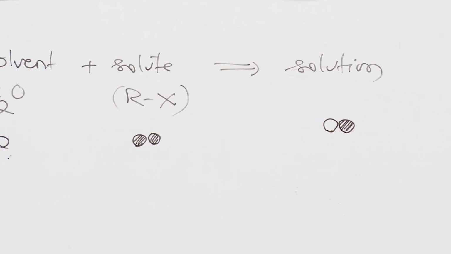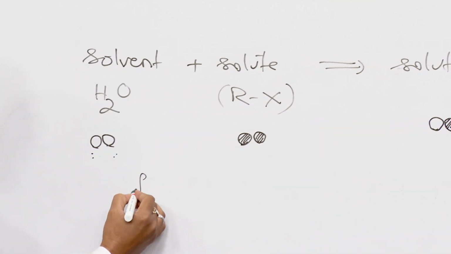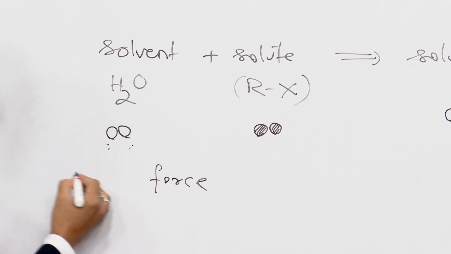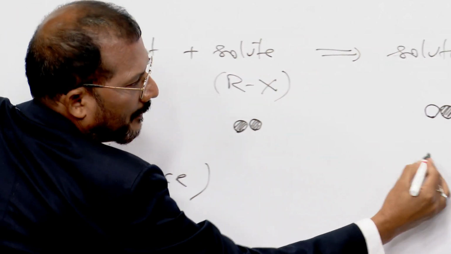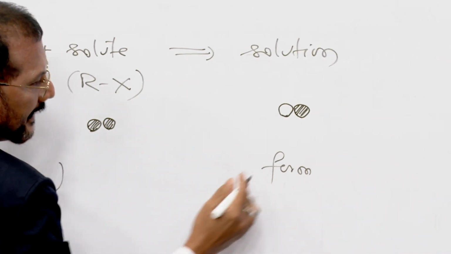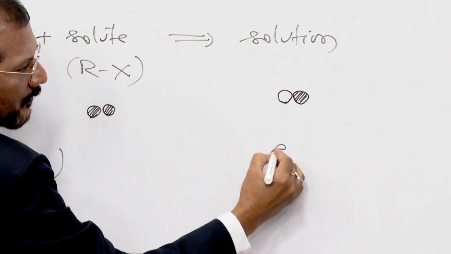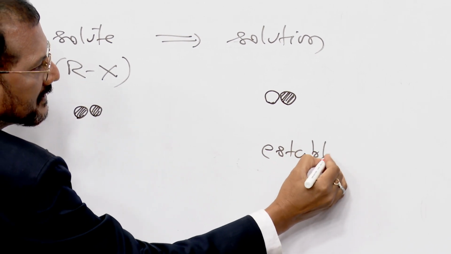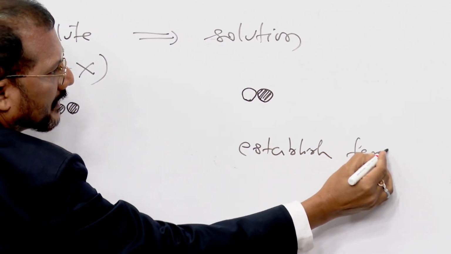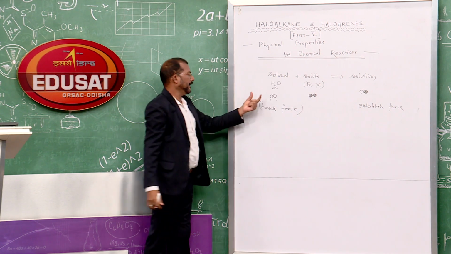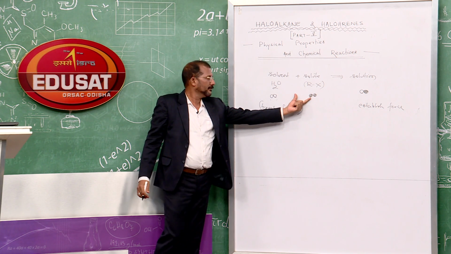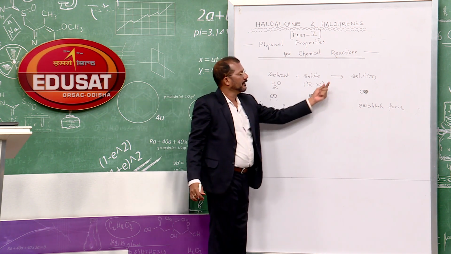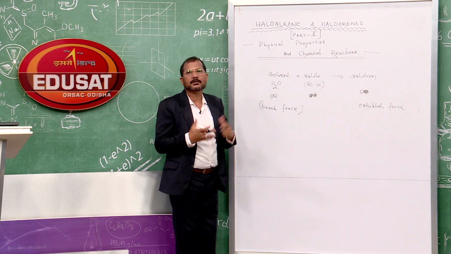So, the thing is that we have to break this force, we have to break this force, and we have to form or establish this force of attraction. So, here एक जो फोर्स ऑफ अट्रैक्शन होता है इसको हमको डिस्ट्रॉय करना पड़ेगा, दूसरा फोर्स ऑफ अट्रैक्शन को डिस्ट्रॉय करना पड़ेगा, और ये जो फोर्स ऑफ अट्रैक्शन होता है इसको क्रिएट करना पड़ेगा.